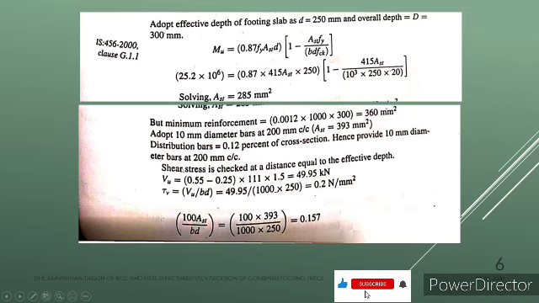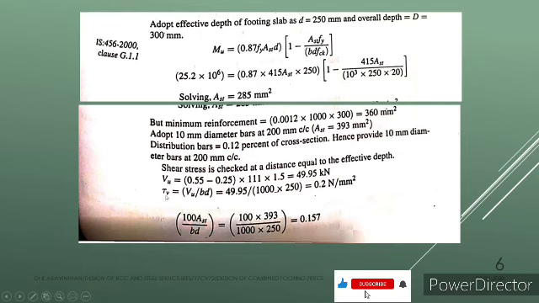So now the footing design, the footing slab design, is over. Let us check whether the section we have assumed is safe. In order to check, let us find the shear stress at a distance equal to the effective depth. That is, for one way shear, let us check the design. So first we are finding the Vu.